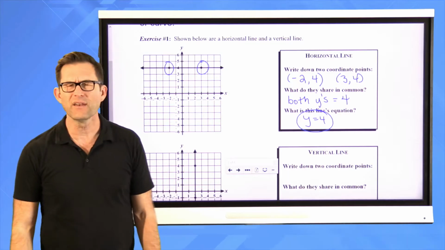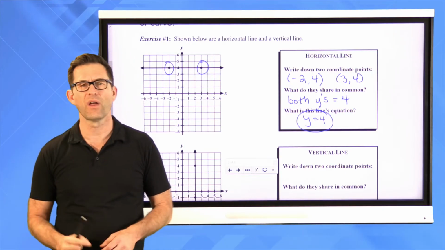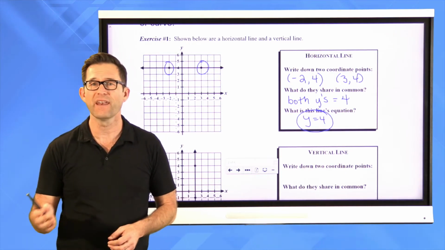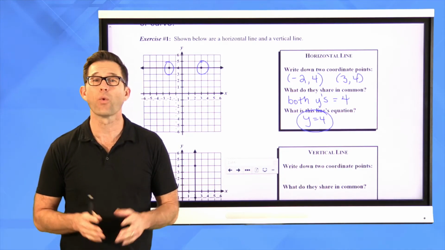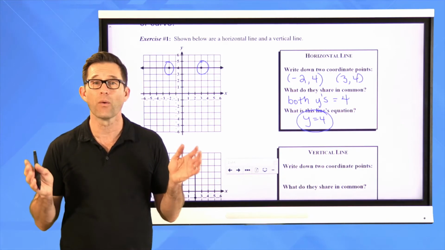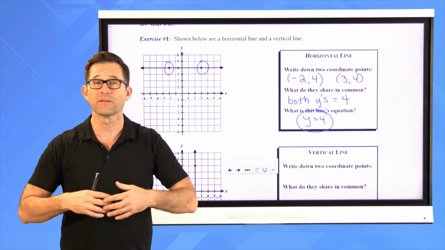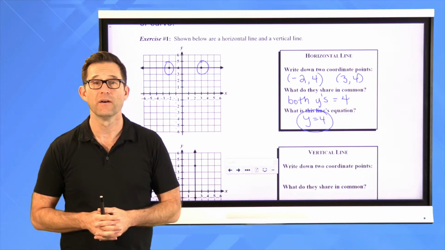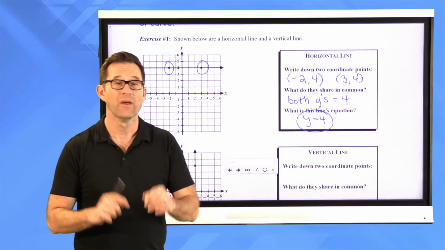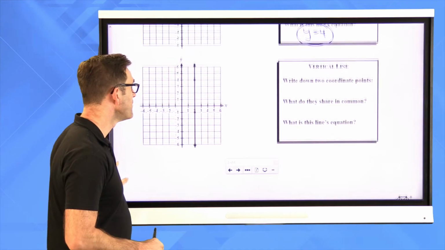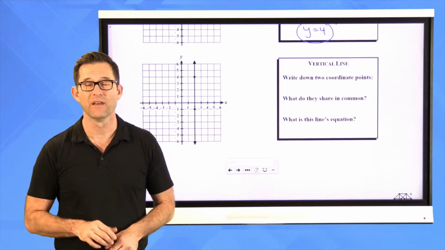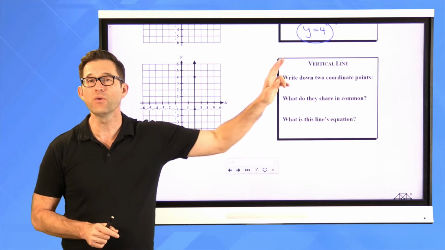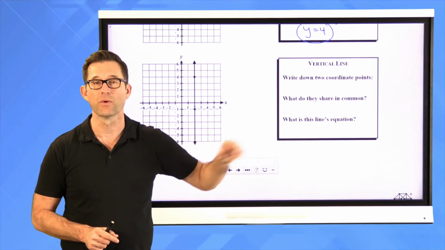Now you might say to yourself, wait a second, I thought all equations of lines had both a y and an x in them. Except this equation doesn't have to have x in it, because the y-coordinate doesn't depend on what the x is. The x could be anything you want it to be, but the y has to be equal to 4. Now, in the vertical line case, I'd like you to do exactly the same thing that we just did. Pause the video now and see if you can fill in the answers to these three questions.